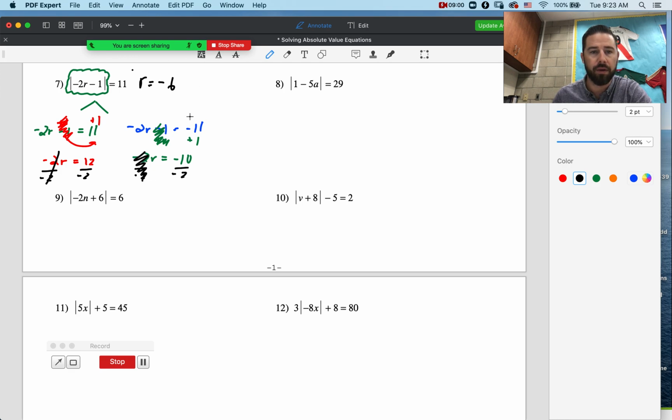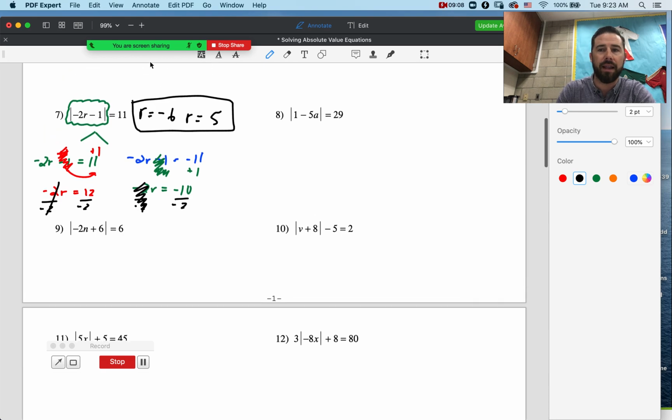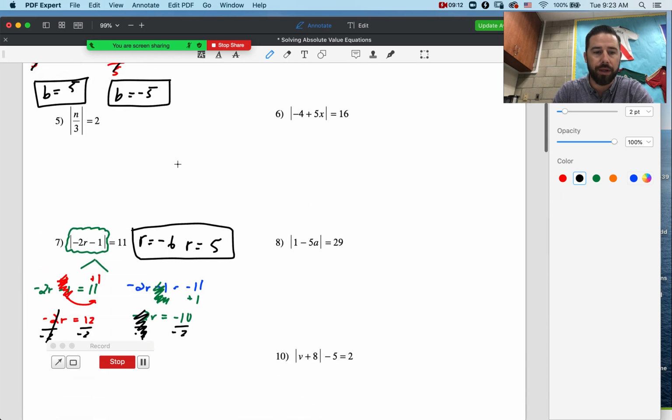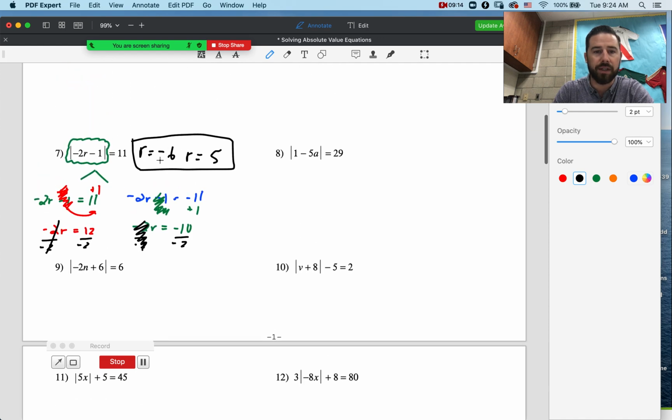And what do we get? I think r equals 5. See, now look what happened. They're not the same. We don't have that like we did up here: 5, negative 5; 3, negative 3. Our answer is negative 6 and positive 5.